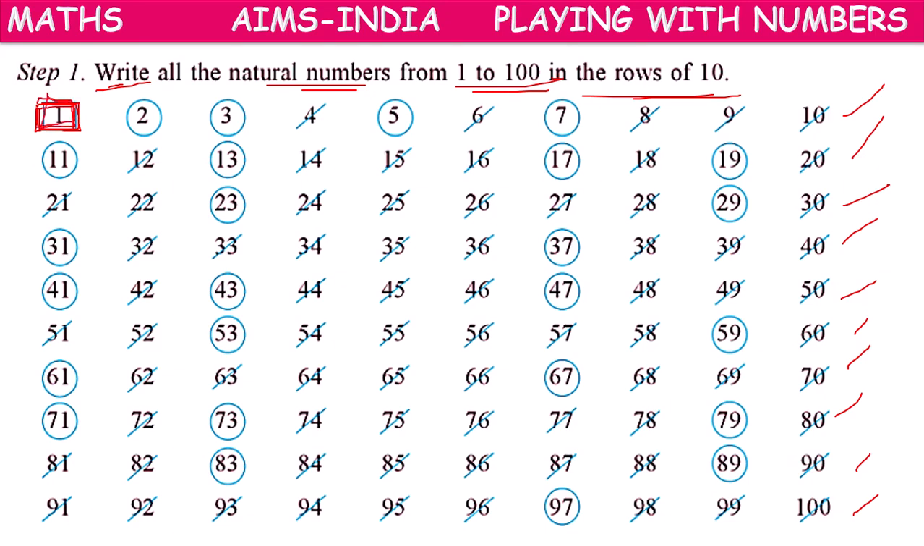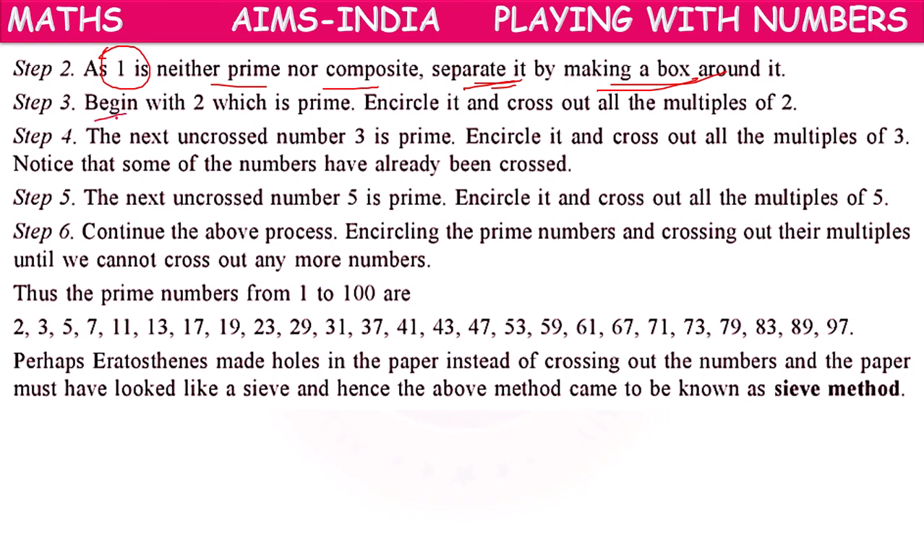Next, step 3. Begin with 2, which is a prime, encircle it and cross out all the multiples of 2. Because here 2 is a prime number, we have to keep it in a circle, and we have to cross out all the multiples of 2, because 4 is a multiple of 2, 6 is a multiple of 2, 8 is a multiple of 2.